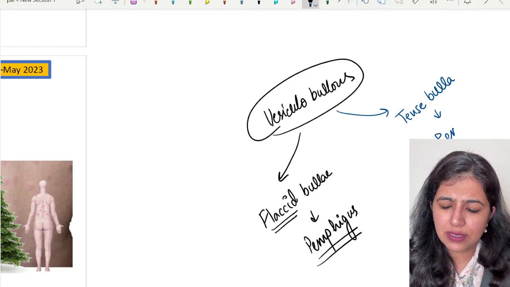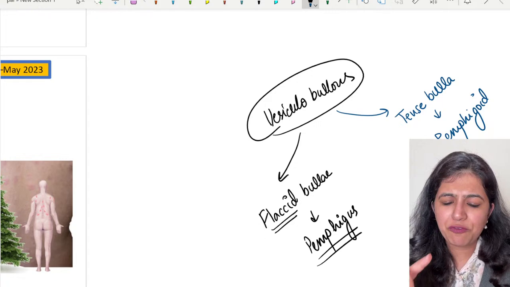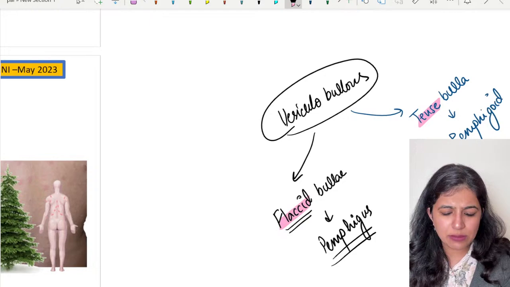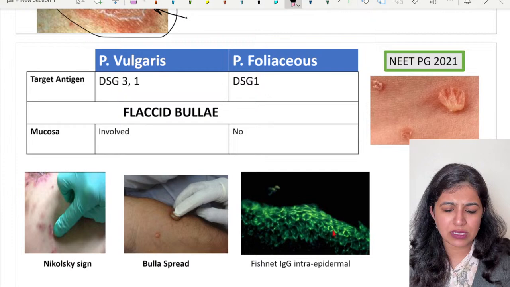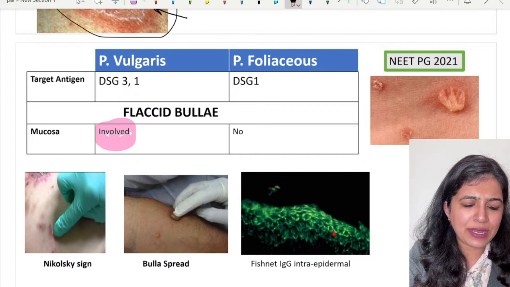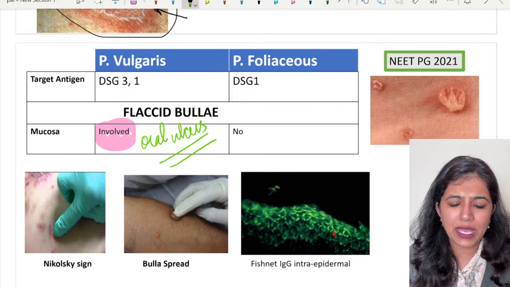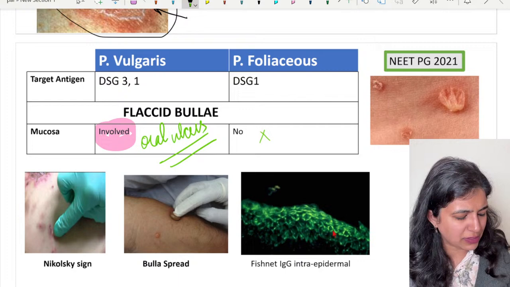So this is the first thing that you have to notice in the question, whether it is flaccid bullae or tense bullae. When it says flaccid bullae, that means the disease is pemphigus. Then we have to differentiate between pemphigus vulgaris and foliaceus. For that, look at the mucosa. If it says flaccid bullae with oral ulcers, the answer is pemphigus vulgaris. Okay, and if it says no oral ulcers, no mucosal involvement, then the answer is pemphigus foliaceus.